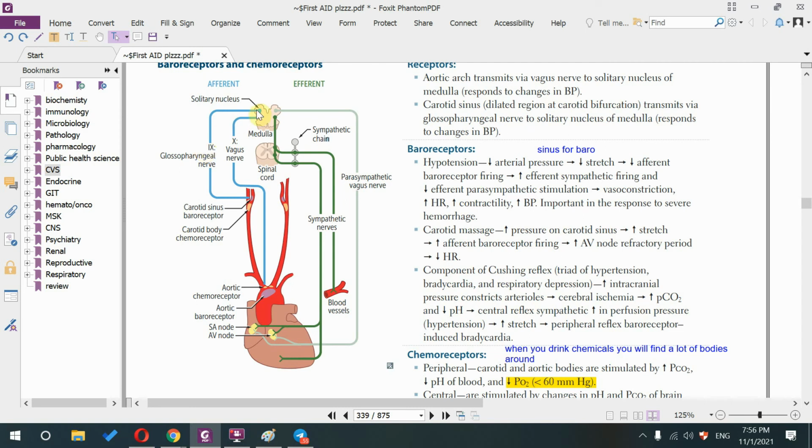And the sympathetic will increase the firing while the parasympathetic will decrease the firing, and that leads to vasoconstriction. Okay, so you have vasoconstriction. Why? Because the sympathetic did this. You have increased heart rate. Why? Because the sympathetic did this and the parasympathetic had stopped its function. There is more contractility, and the smart person will tell me which electrolyte led to increased contractility.